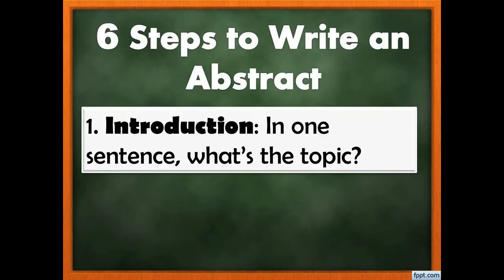Now let's move on to the 6 easy steps in writing an abstract. The key trick in writing your abstract is to plan your argument in 6 sentences and then use these to structure the entire thesis or paper or essay. The 6 sentences are as follows. We have the first one, introduction. In one sentence, what's the topic?